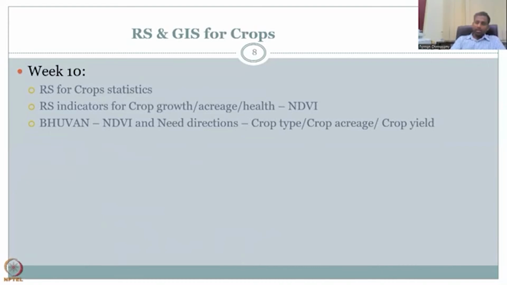Just supporting and developing more for their livelihood options is very key for rural development. We looked at that in week 9, and then in week 10 we looked at the crop statistics, how we can use remote sensing for crop statistics and indicators for crop health and growth. Again, NDVI was key because the greenness of the plant indicates how well the crop is growing, how healthy the crop is growing, and based on the healthiness, the yield changes. So if the health of the plant is deteriorating, the farmer has to rush to put fertilizers, pesticides, or water, which cost money.